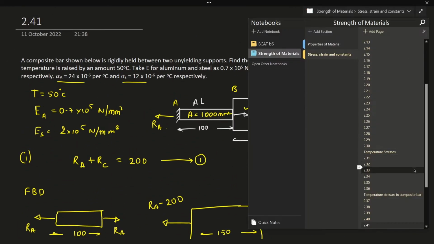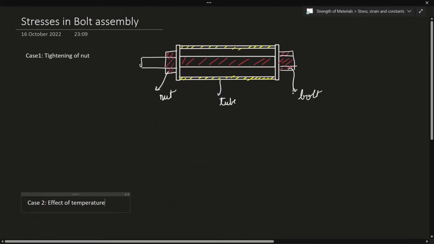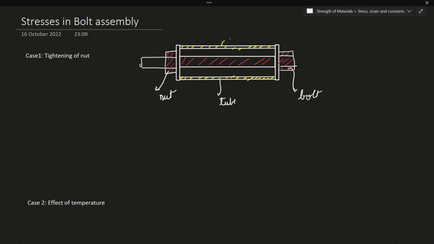Now moving on with the next problem or the next special case. We are going to analyze a bolt assembly which is holding down a copper tube. Right, so here we have a bolt which is holding down the copper tube. So what is going to happen if I tighten the nut here? If I tighten the nut, the tube will be experiencing compressive force. So what about the bolt? The bolt is going to elongate. Right, so this is how we are going to deal with this problem. Instead of a bolt and a tube, we are going to consider this as again a composite bar.